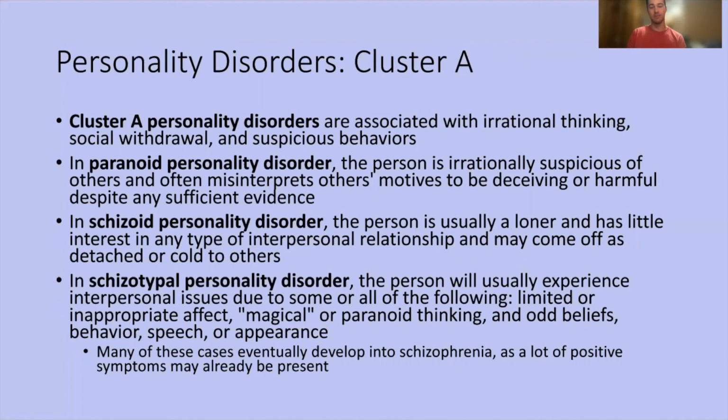And then we have schizotypal personality disorder, and the person will usually experience interpersonal issues again due to some or all of the following: limited or inappropriate affect, magical or paranoid thinking, odd beliefs, behavior, speech, or appearance. So these are the people that are, to their core, just different, very strange. They'll employ magical thinking. They have these really strange beliefs. Sometimes they dress in extremely bright colors. Sometimes they speak strangely. Maybe their vocabulary is weird. Maybe they'll speak with a strange accent or something like that.